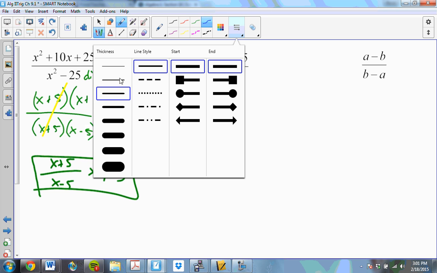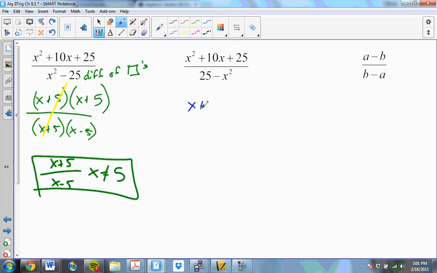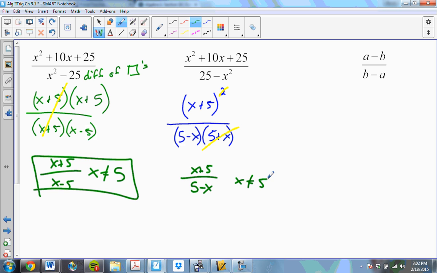Over here, this is still x plus 5 times x plus 5 on top. I can write it that way if I want to save some work. On the bottom, it's now 5 minus x, 5 plus x. And in this case, x plus 5 and 5 plus x are the same thing. So one of these on top cancels with one of these on the bottom, and I get x plus 5 over 5 minus x. Don't know why I switched colors there, but I did. X cannot be 5.